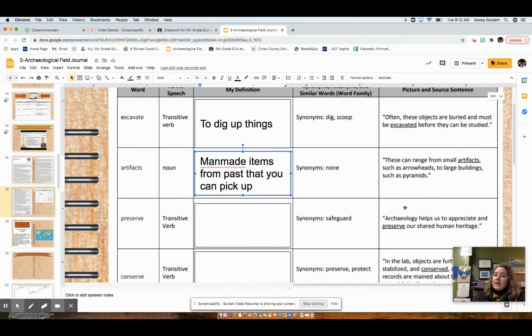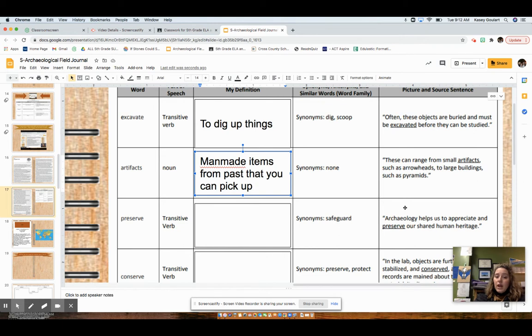So synonyms, none. Not really. I mean, could we come up with a few? But mostly they would be examples of artifacts, so that's not a good synonym. Then the sentence it's used in: these can range from small artifacts, such as arrowheads, to large buildings, such as pyramids.